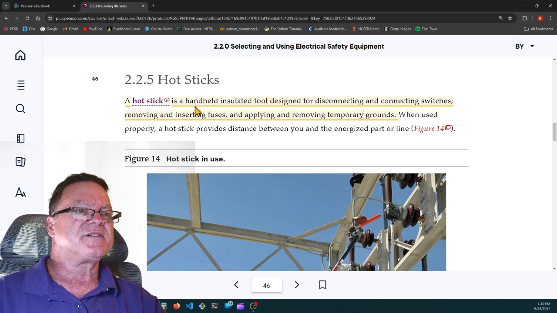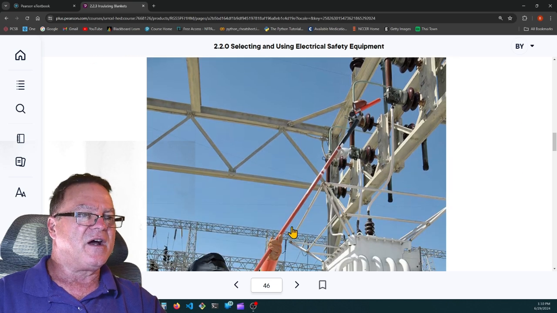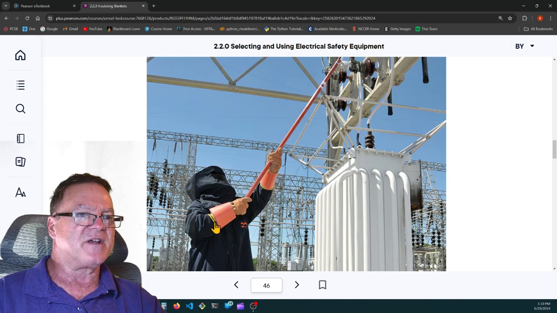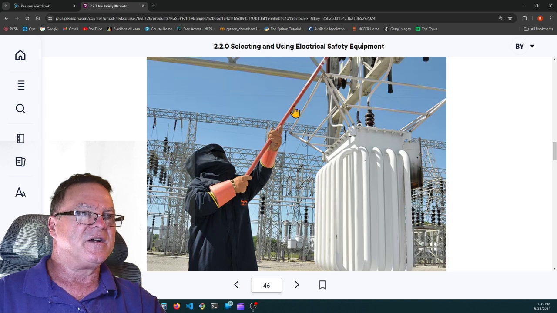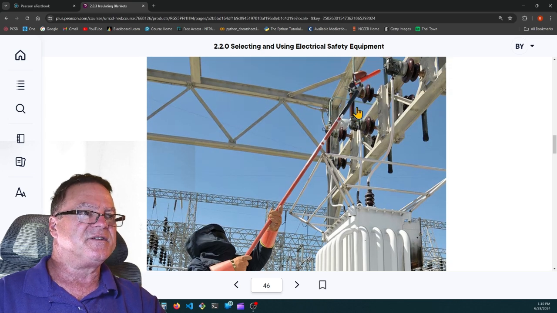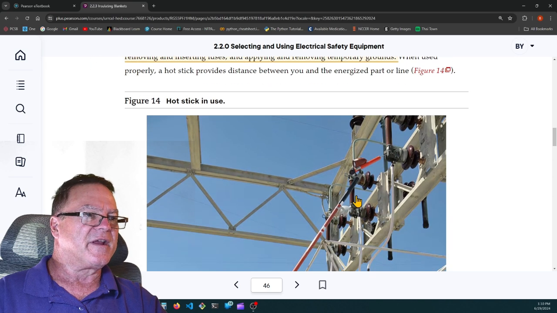2.2.5 Hot sticks. A hot stick is a handheld insulated tool designed for disconnecting and connecting switches, removing and inserting fuses, and applying and removing temporary grounds. So here's a hot stick. This guy is in his PPE. He's got his rubber gloves and his leather gauntlets over them. He's got his hot stick, and he's either connecting or disconnecting the fuse. I'm not sure. I can't see the state of the other two, so I'm not sure if he's connecting or disconnecting. This is the fuse right here.